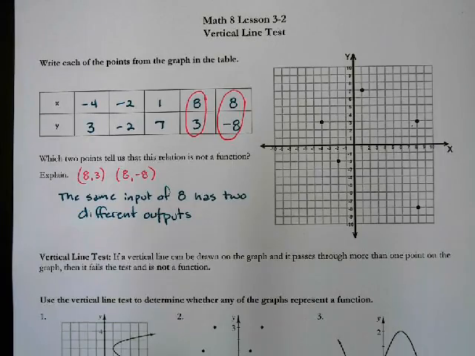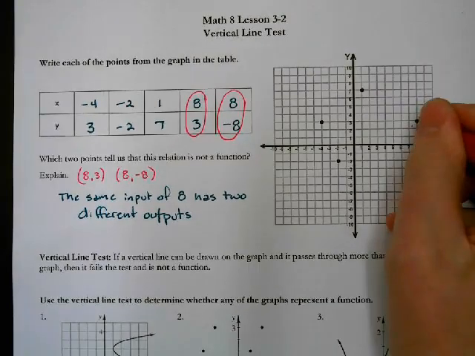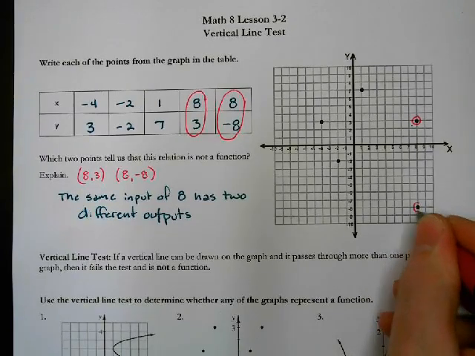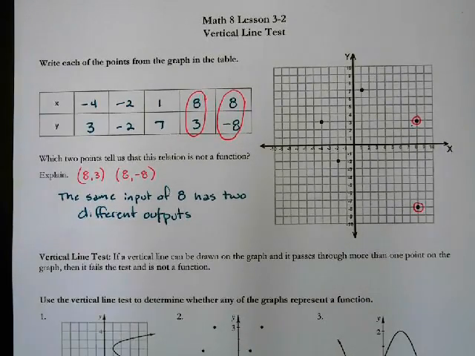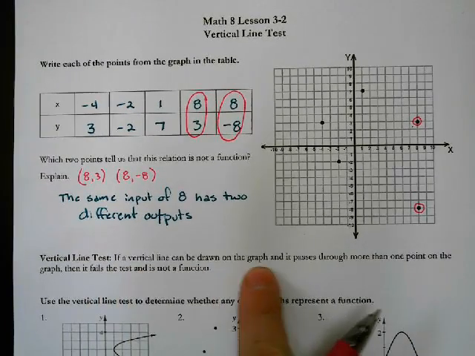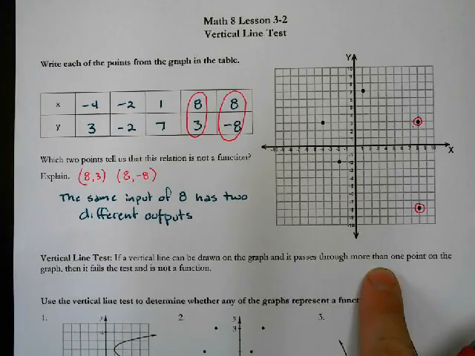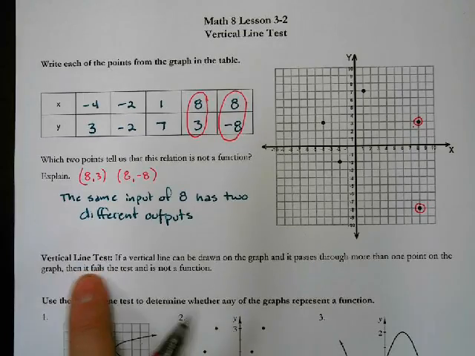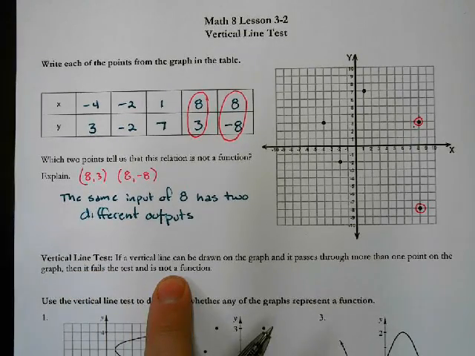All right, so when we have graphs, we can look at something called the vertical line test to decide if we're looking at a function or not. We'll notice that these two points that made it not a function, over here we had the point (8, 3), and the point over here, (8, -8). The vertical line test says if a vertical line can be drawn on the graph and it passes through more than one point on the graph, then it fails the test and is not a function.